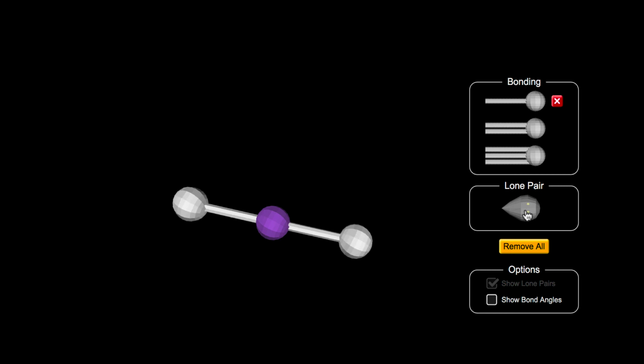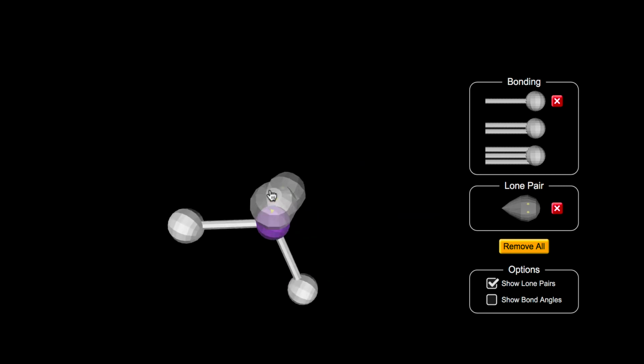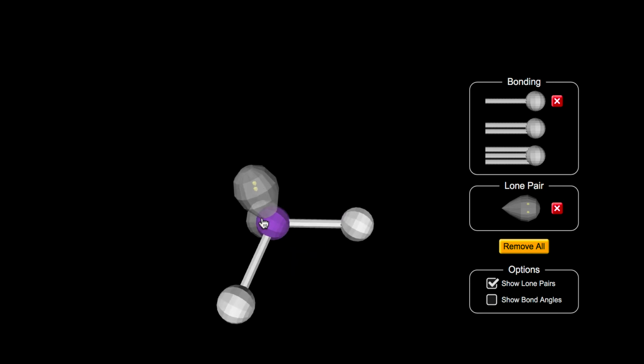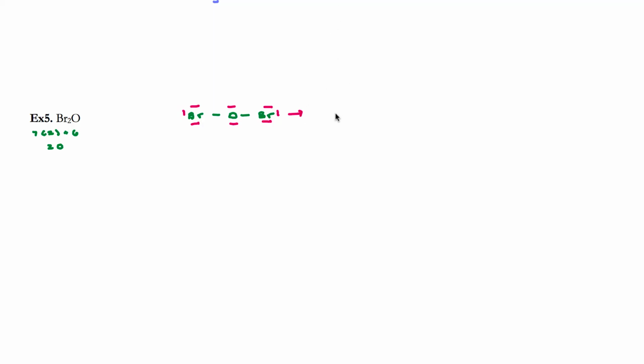Then I need to make sure everyone has an octet. So bromine right now has 2, so 4, 6, 8. 2, 4, 6, 8, 2, 4, 6, 8 valence electrons. Okay, so right now I'm using 2, 4, 6, 8, 10, 12, 14, 16, 18, 20. I'm good to go. Let's quickly check with the Vesper model. 2 atoms attached, 2 lone pairs. So this is what it would look like then.